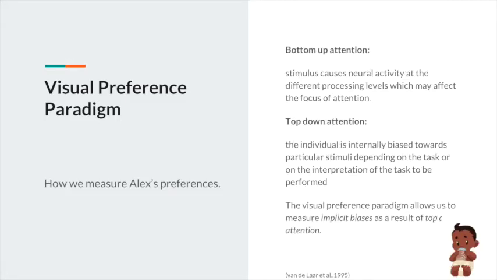Humans show two different forms of attention. Bottom-up attention is when a stimulus causes neural activity at the different processing levels, which may affect the focus of attention. Top-down attention is when the individual is internally biased towards particular stimuli, depending on the task or on the interpretation of the task to be performed. The visual preference paradigm allows us to measure the implicit biases as a result of top-down attention.